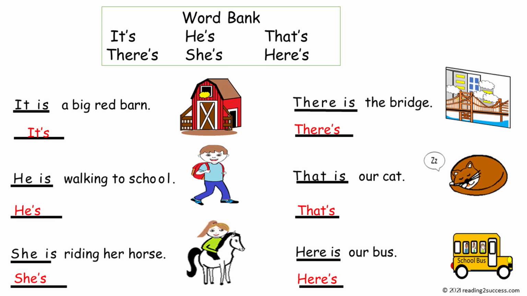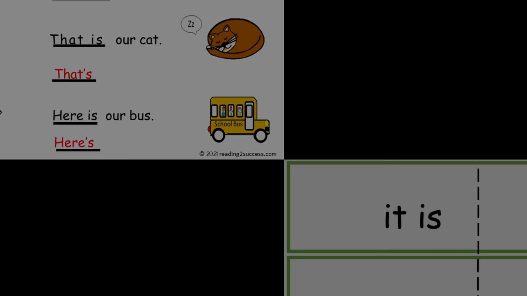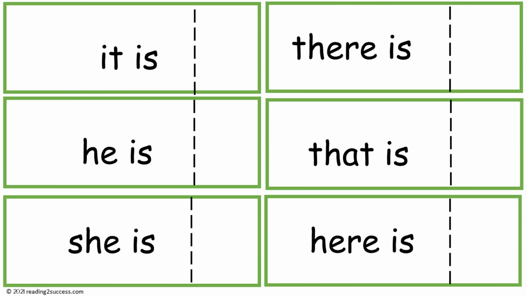And this is a completed example. It is, its, he is, he's, she is, she's, there is, theirs, that is, that's, and here is, here's. This is a template for kids to make contractions using the word is, and this is a template also used in the demonstration lesson.